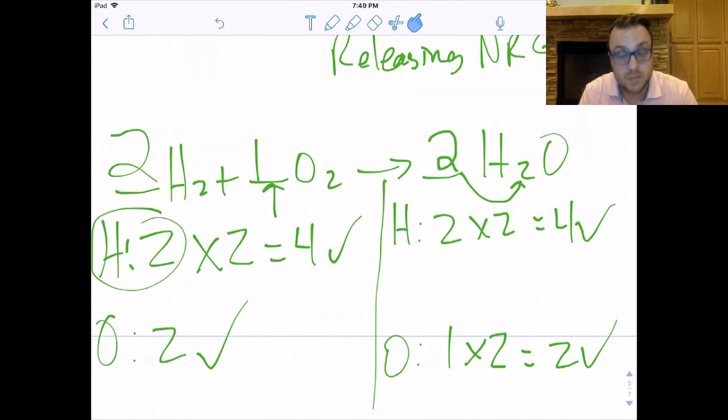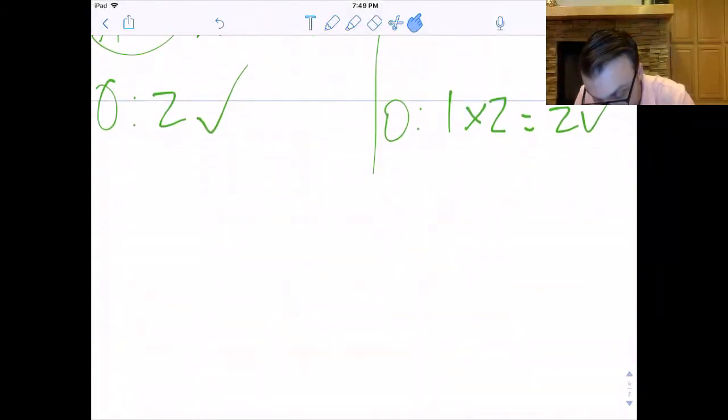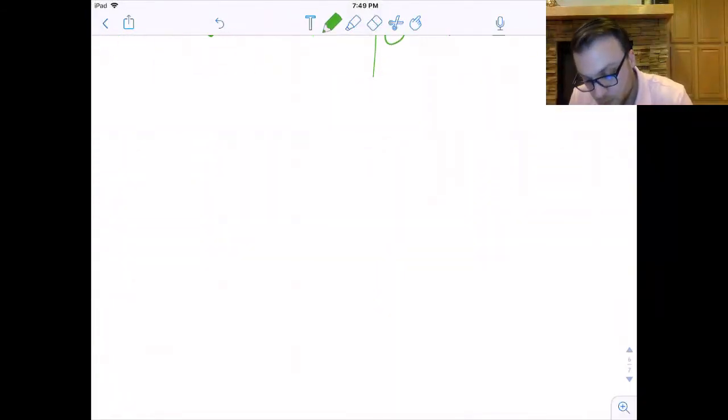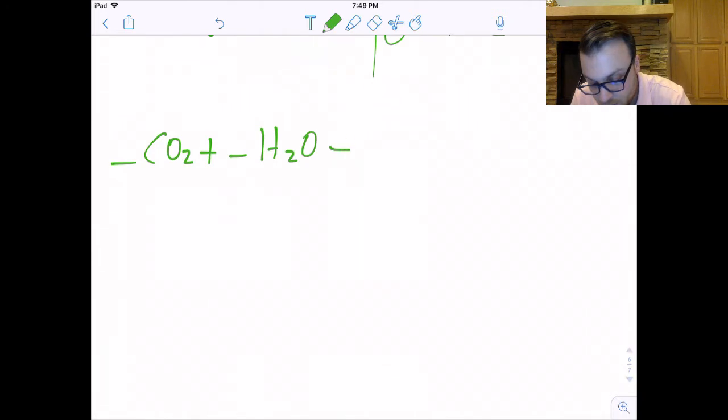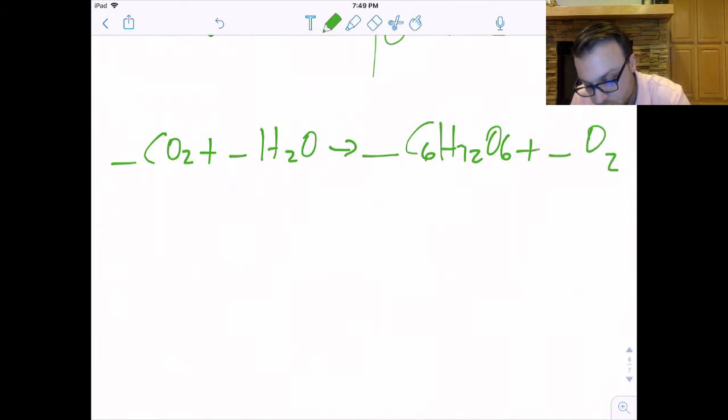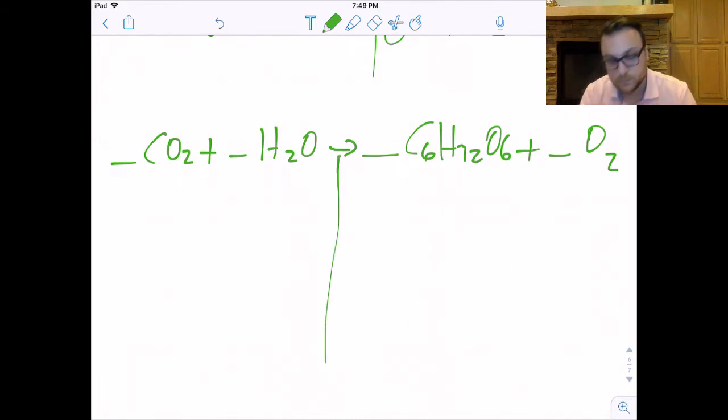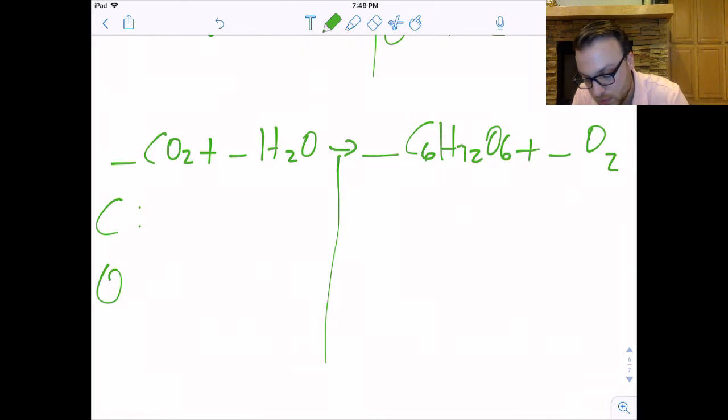All right, let's balance another equation. Let's do CO2 plus H2O make C6H12O6 plus O2. All right, I'm going to draw my line. C, O, H. These are all the atoms I have in this chemical reaction here. And they're on both sides.